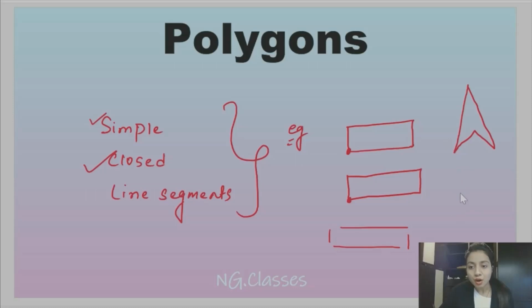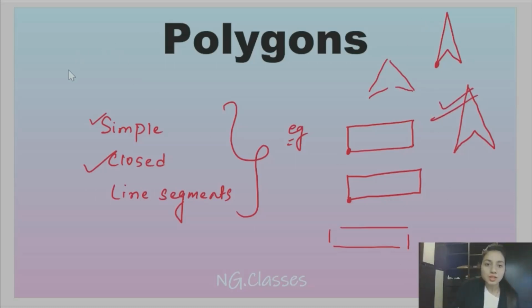If I draw like this, start from here and then here, then like this and then, the starting point and end point is the same. So yes, it's a closed curve as well. Now what about line segment? Whether I have used line segments or not? Yes, I have used only line segments. Okay, so this one is also a polygon.